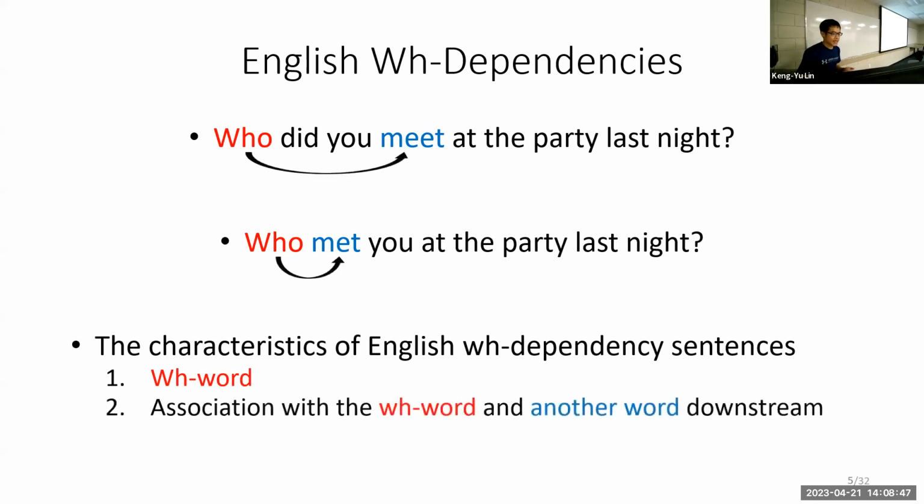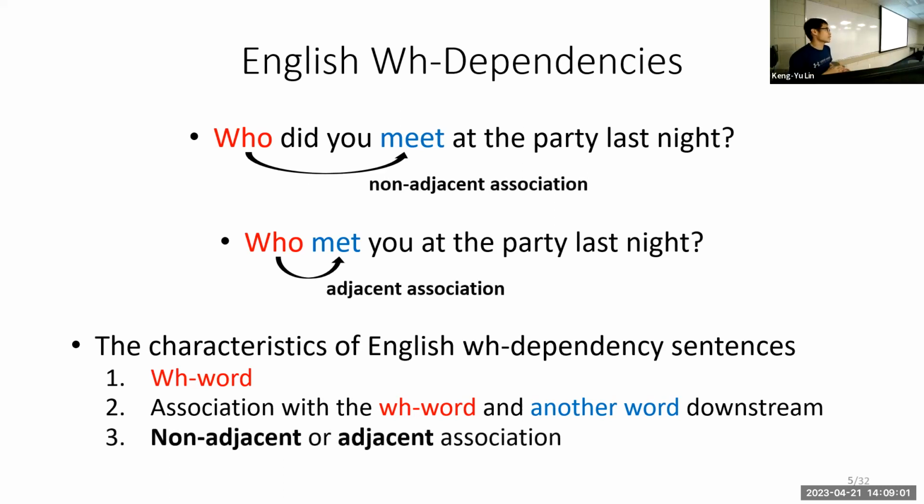And it also has another characteristic. That is, the WH word has to be associated with a verb downstream. So in this case, it's meet or met. And the third characteristic is that the association can be adjacent or non-adjacent. So in the first example, "who did you meet at the party last night?" the association is non-adjacent because who and meet are separated by did and you in between. But it can be adjacent as in the second example, where who and met appear next to each other, right? So these are the characteristics of English WH dependencies.